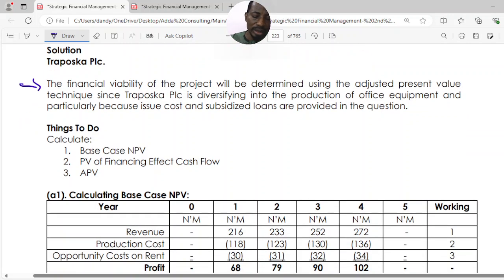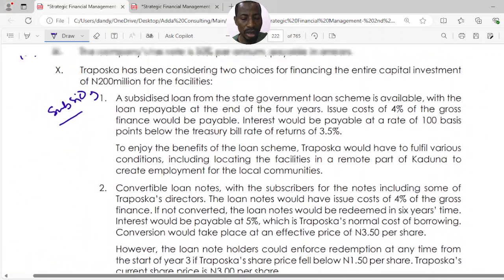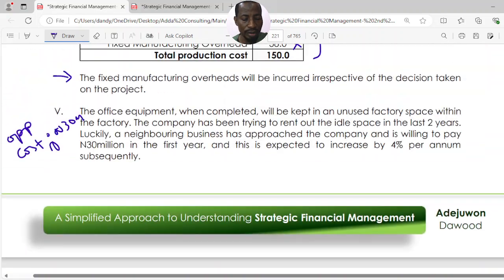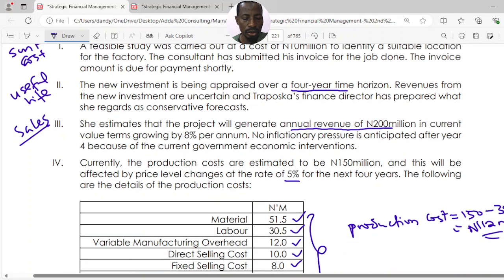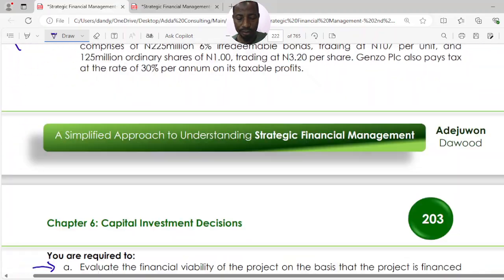So let's calculate the base case NPV. I will go to the question. If I'm given revenue, go and look for the information where we have noted information on revenue. Information number 3 is where we have the revenue. We are told that this project will generate annual revenue of 200 million naira in current value terms, growing at 8%. So there is an inflation of 8% on the revenue of 200 million. Let us go and do working for that first.